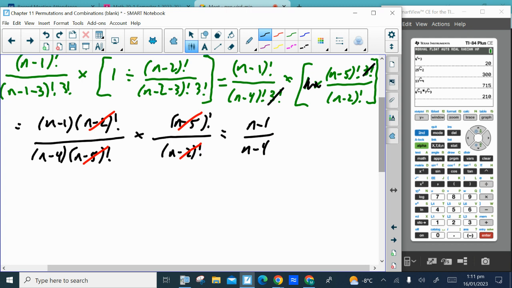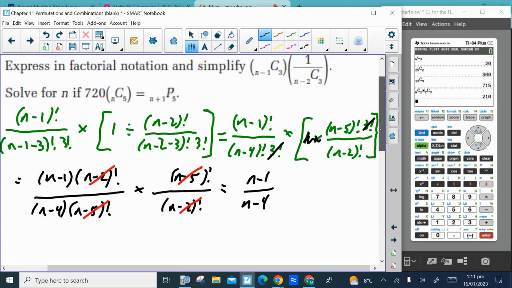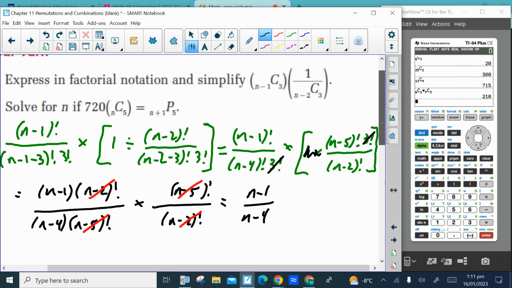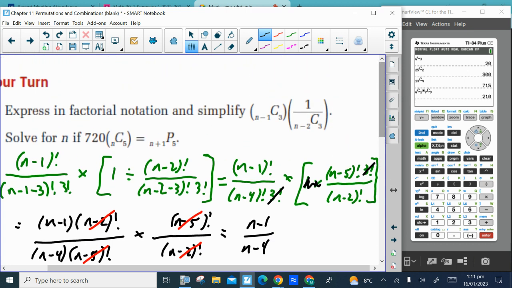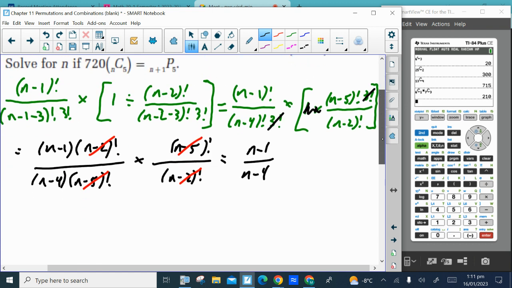We've simplified it. Once again, you could check that by choosing any value of n. It just has to be greater than or equal to 5, it looks like, because on the bottom right, when n is 5, 5 minus 2 would give you 3. That's the smallest number that you can have in front of the NC3. Okay, so that was part A done.